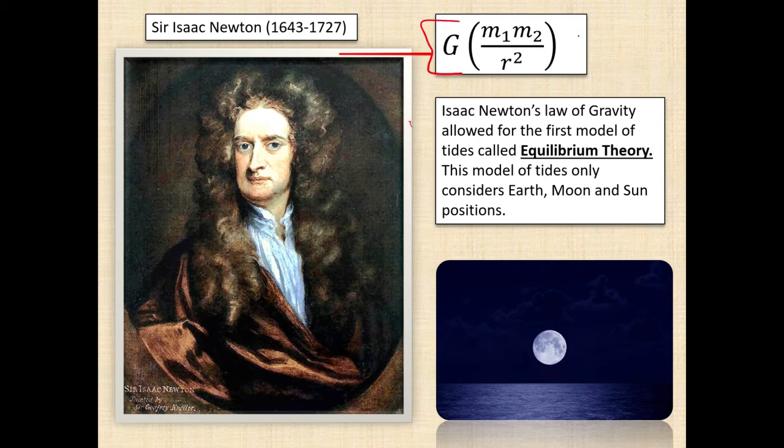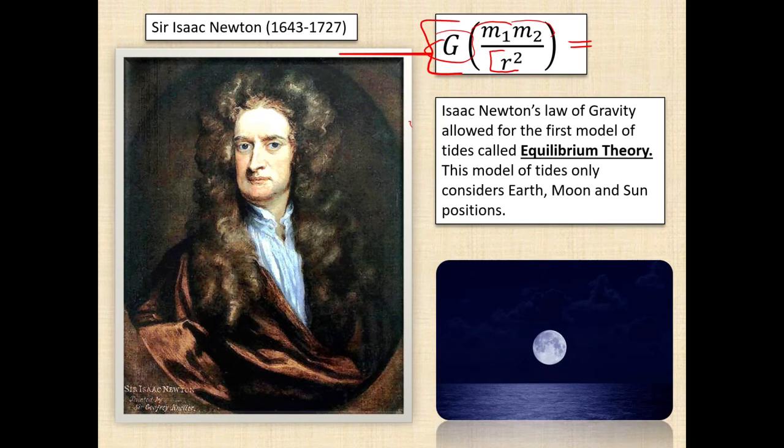The gravitational force is equal to G times mass 1 times mass 2 divided by r squared. So let me explain what all these variables are. Of course, tides, like I said, result from the gravitational pull of the moon on Earth's oceans and Earth's waters, and by the way, Earth's atmosphere as well.